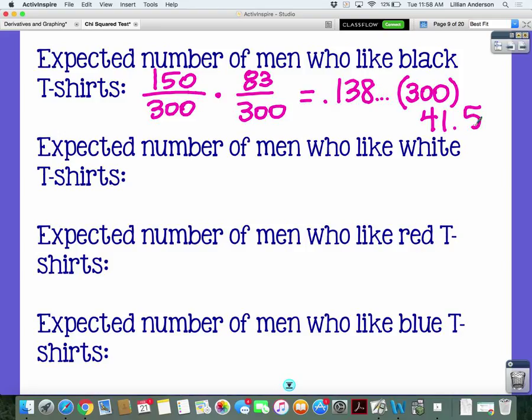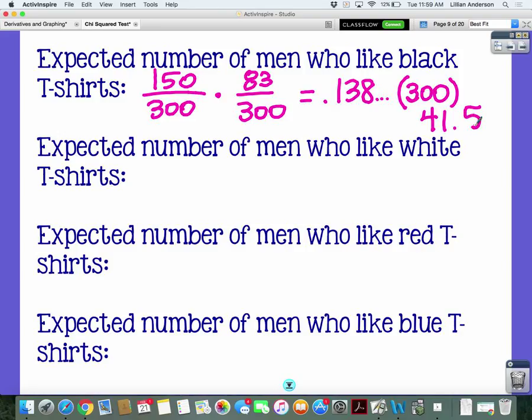Why? Because basically the chi-square test compares your observed data with your expected value data, and then it does this whole type of calculation to determine exactly whether or not we're going to accept or reject the original hypothesis. So do not round. That's how you go about finding your expected values. These values are going to go into a table.